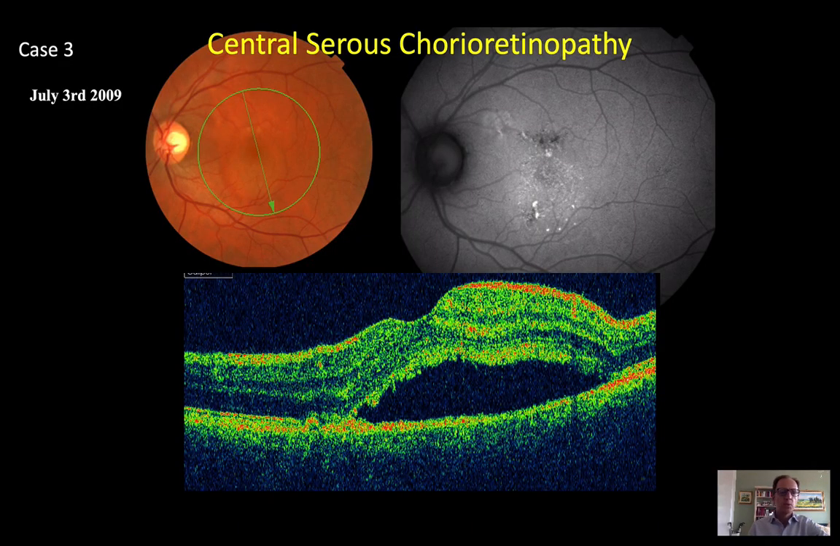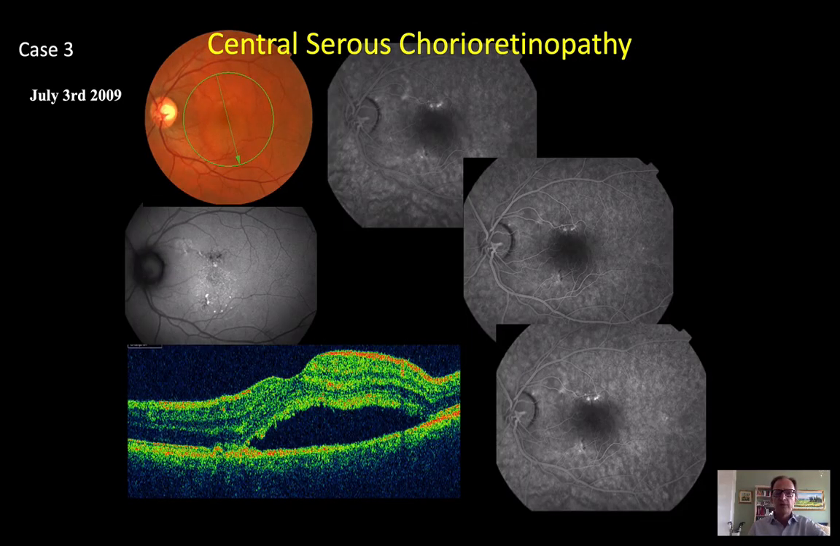Third case. We are following this patient since 2009, when the patient was referred to us for a decrease in visual acuity in his left eye. As you can see, there was a huge subretinal detachment. Autofluorescence showed some alteration and some decompensation of the retinal pigment epithelium.